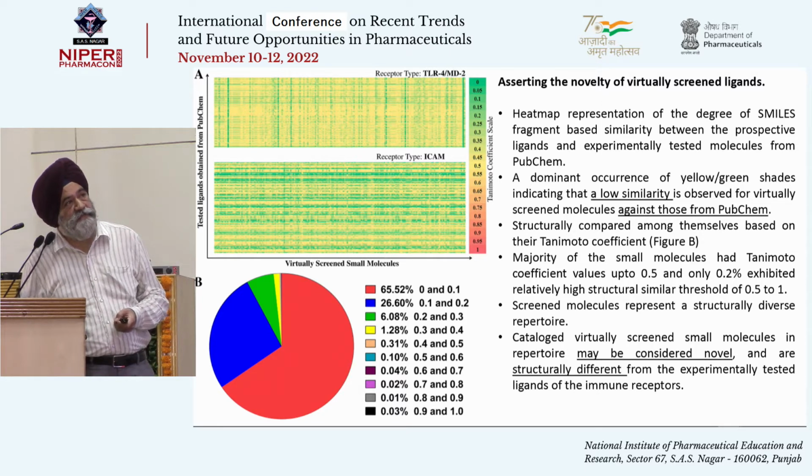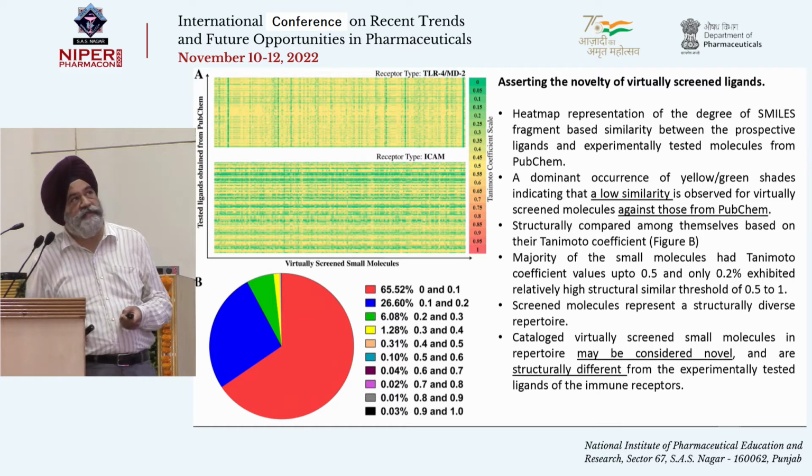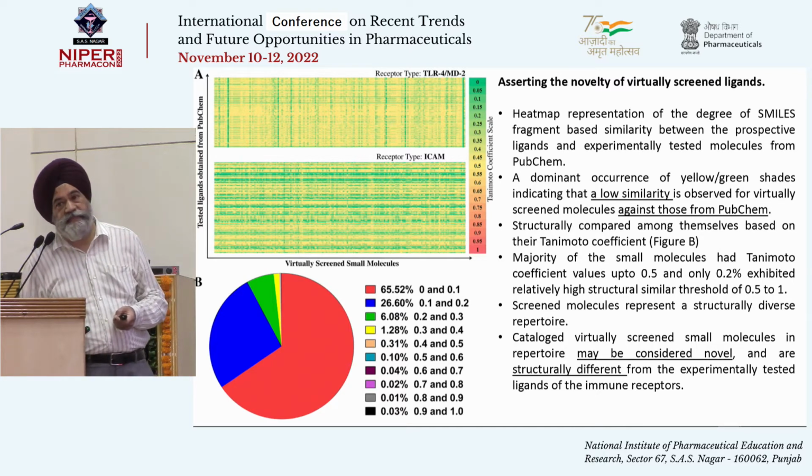And in the structural comparison, this shows that only 0.2 percent of these structures exhibited relatively high structural similarity, which is showing a coefficient of 0.5 to 1. Otherwise, it is less than 0.5. So the majority of the structures are not related to the experimentally tested molecules. That gives novelty and uniqueness to this database of virtually screened ligands.